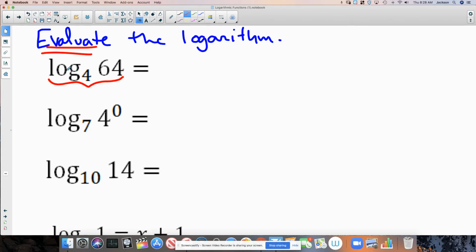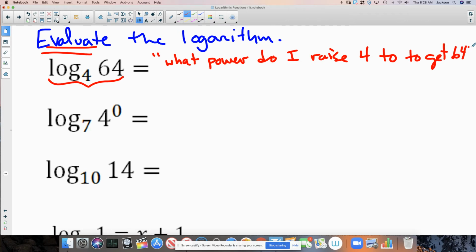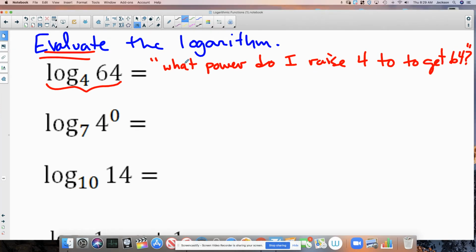But what's important to me, and what I believe is going to give you a deeper understanding of logarithms, is if you can do it without that. Remember we talked about this in a previous video. You read this and it says log base 4 of 64. That's how we would say that. But what it really means, what you should be thinking to yourself is, what power do I raise 4 to get 64? That's what a logarithm is.